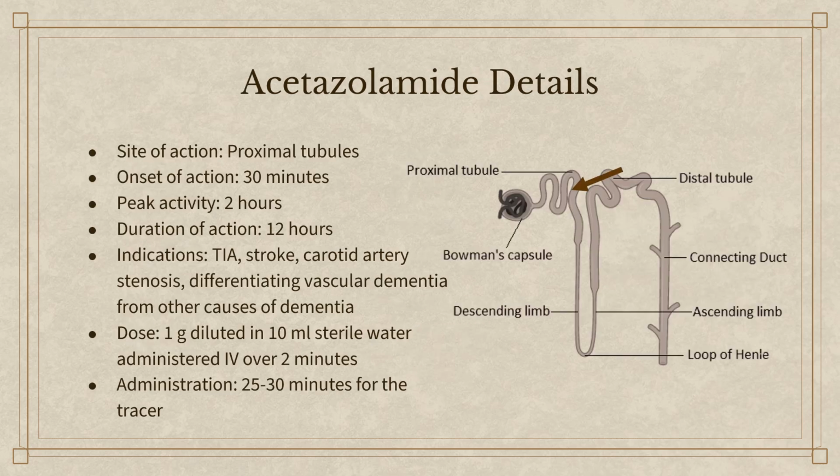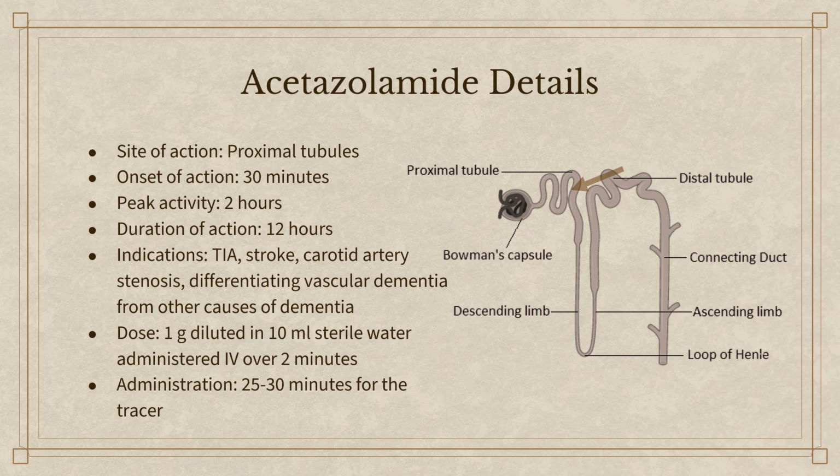The primary site of action is the proximal tubules of the nephron, and the mechanism of action is really complex and, again, not possible to cover in a 15-minute lecture. The onset of action is not immediate, with a slow increase within 30 minutes and peak activity seen by 2 hours. The duration of action is 12 hours.